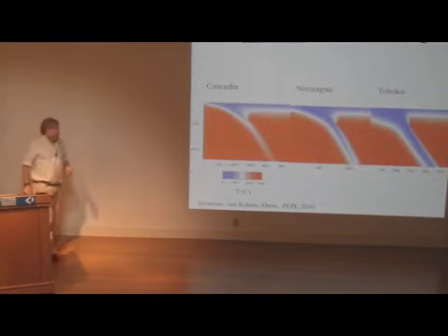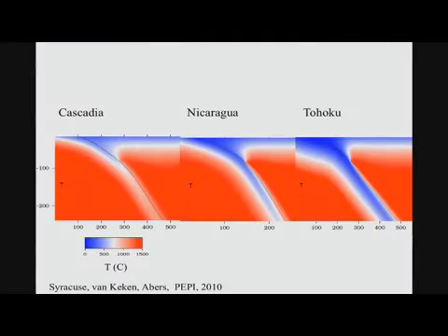Here are some simple examples of the temperature distribution. I'm going to be focusing on a hot arc, Cascadia, which has low convergence velocity of young oceanic lithosphere, Tohoku, fast convergence of old lithosphere, and then Nicaragua kind of in between. This is down to about 230 kilometers. Notice that the horizontal axis is stretched just to make these pictures fit on the screen. They don't all dip in the same way.